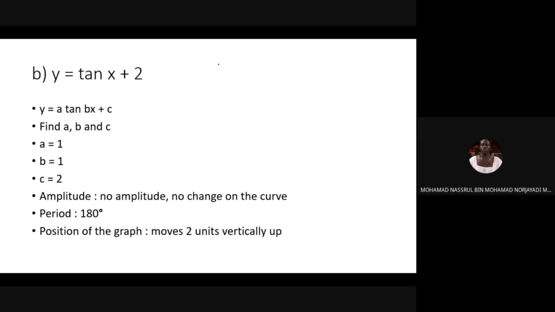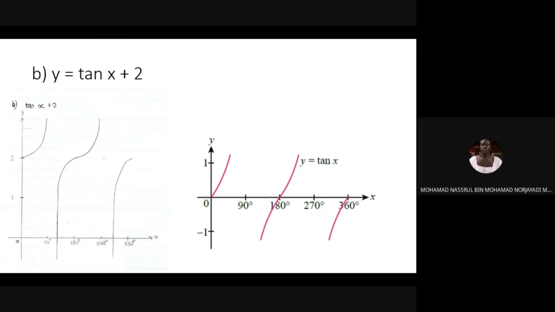So we go to question B. y equals tan x plus 2. Same again, we find the values of a, b, c. a is equal to 1, b is 1, and c is 2. Same again, amplitude, there is no amplitude. The period is 180 over 1, so equal to 180. And c is 2, a positive 2, so it moves 2 units up. So this is the original graph. It moves 2 units, so it becomes like this. So 2 units.